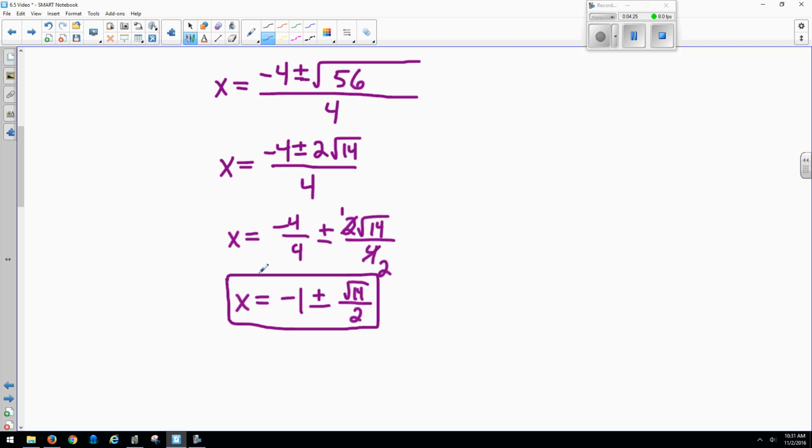You can either write it like that, or you might see it in a solution set as -1 minus radical 14 over 2 and -1 plus radical 14 over 2. So either way would be correct. It just depends on how the question is phrasing it. If it's a multiple choice, you could see either one of these.